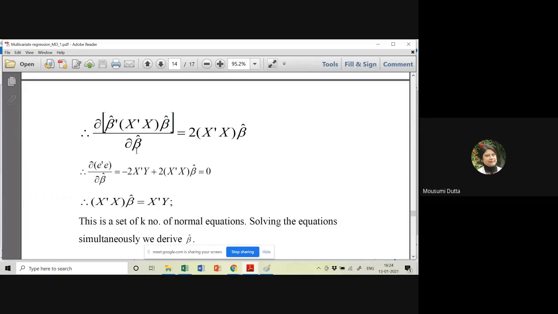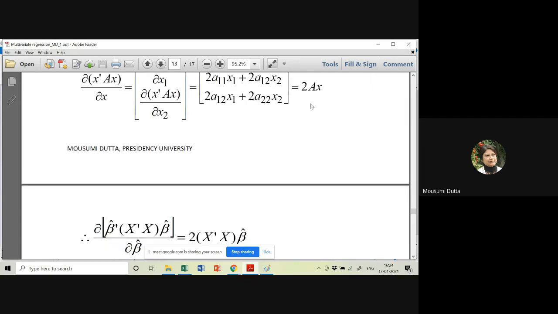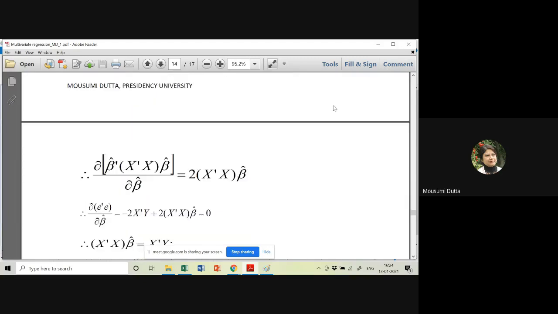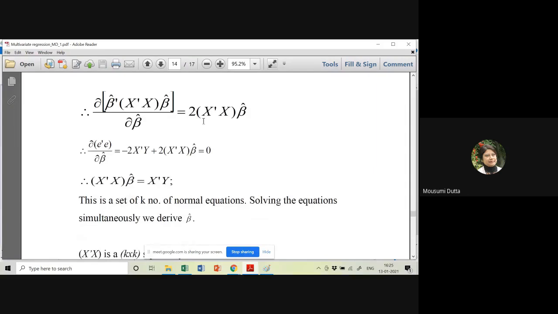Now, if I take the derivative with respect to beta hat, actually I'm taking the derivative with respect to beta 1 hat, beta 2 hat up to beta k hat. The final result I'll get will be given by 2, the matrix A, here x prime x, into beta hat. 2Ax, that was the result. I started with x prime Ax, took the derivative with respect to x, and got 2Ax. So here, following the same logic, I'll get 2x prime x beta hat.